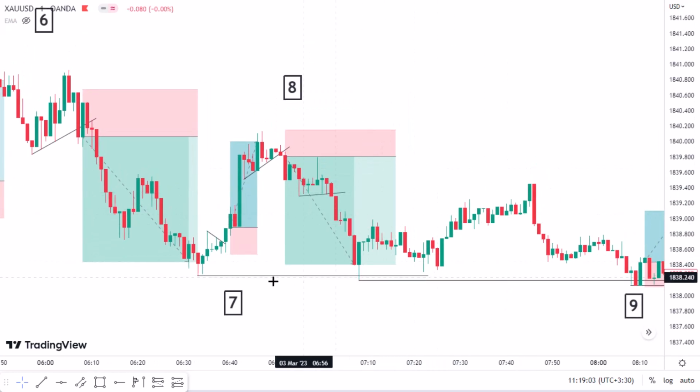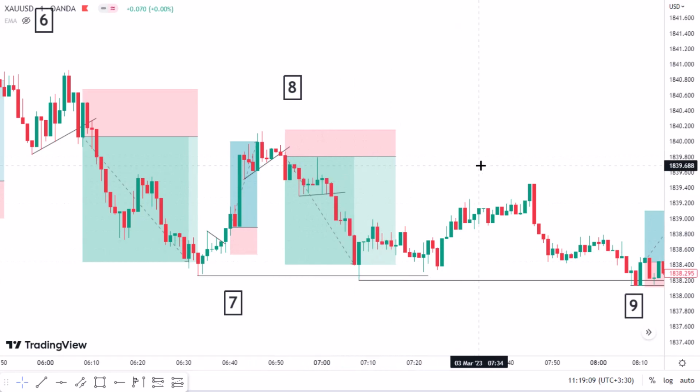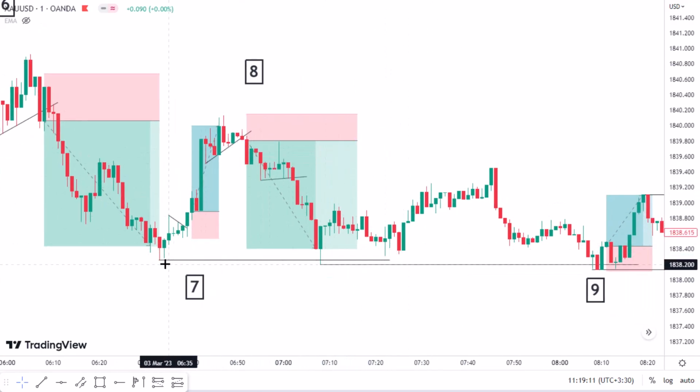Also, you can see we have a support line here, which can be our target of this sell position, and when we see some nice candles on this support line, we can go for reverse trades.